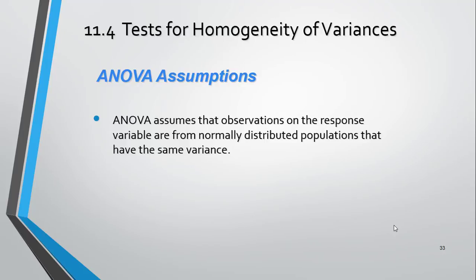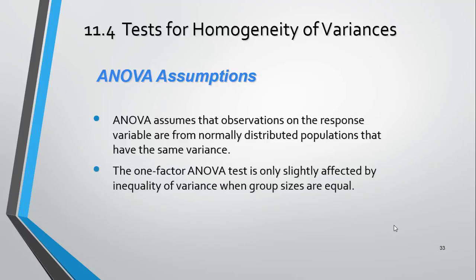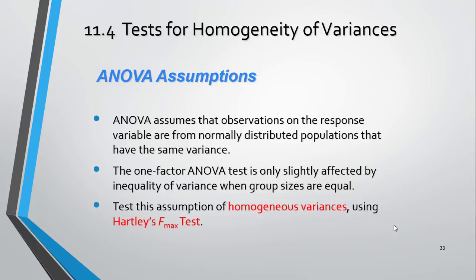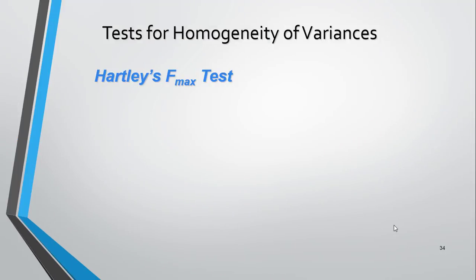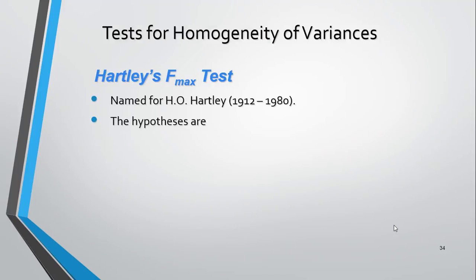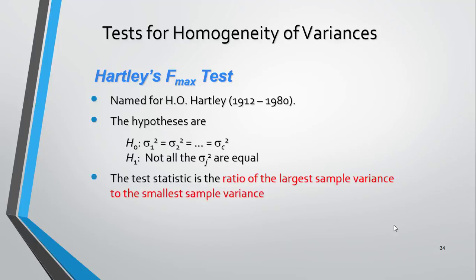But how do we know that there's homogeneity of variances? One-factor ANOVA is only slightly affected by inequality of variance when group sizes are equal. To test this assumption of homogeneous variance, we can use Hartley's test, Hartley's F max test. Hartley's test is named after H.O. Hartley. These are the hypotheses, and the test statistic is the ratio of the largest sample variance to the smallest variance.